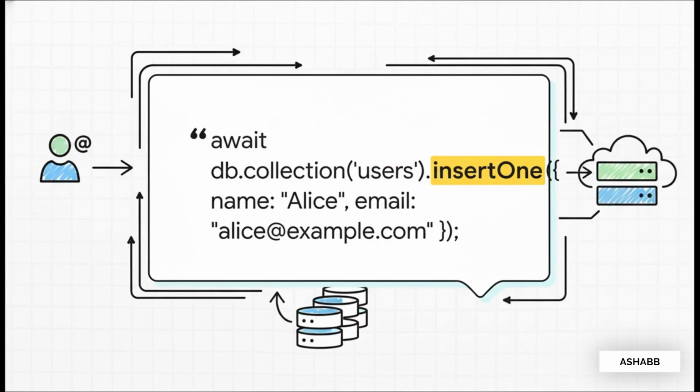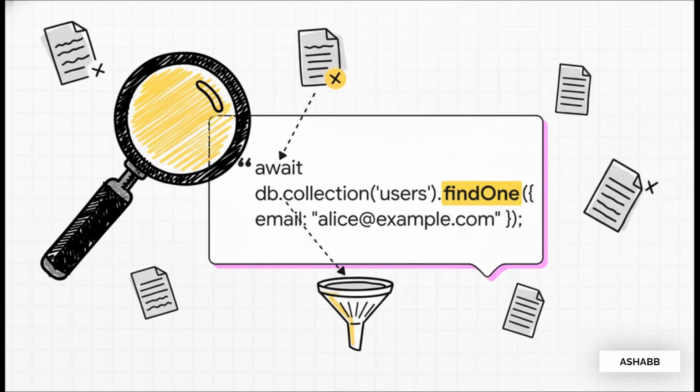First up, let's create some data. I mean, look how clean this is. We just point to our users collection, use the insert one command, and then we pass in a simple JavaScript object. Boom! That's it. That's our new document in the database. All right, now we need to get that data back out. To find a specific user, we use find_one, and we just give it a query object that's basically a filter. We're just saying, hey, go find me the one document where the email field is this value. It's so intuitive, it almost reads like plain English.